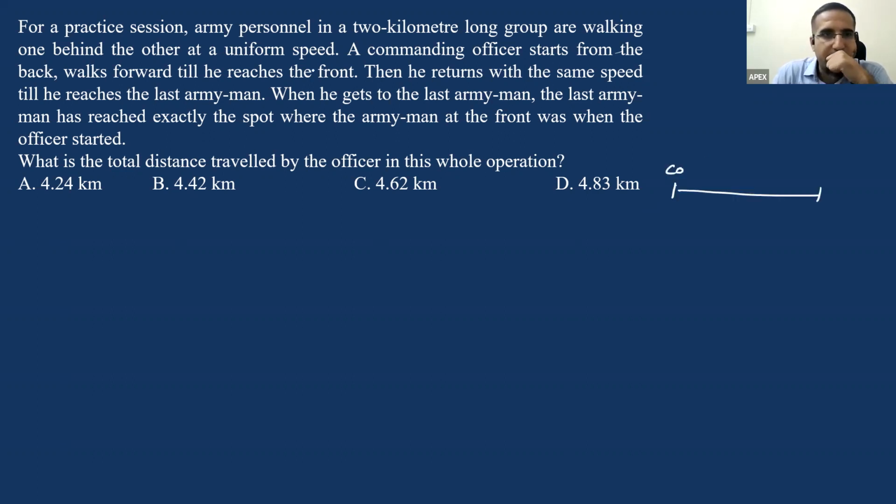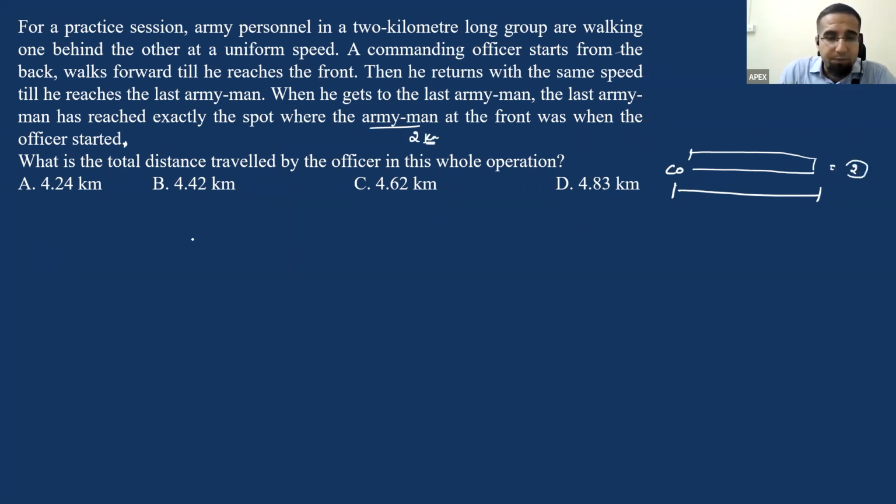So the commanding officer starts from the back and walks till the front. That means he is walking 2 kilometers plus whatever the troop is also walking. And then he returns back at the same speed and reaches the last army man again. Okay, so 2 kilometers, fair enough. So when he gets to the last army man, the last army man has reached exactly the spot where the army man at the front was when the officer started. Which means, can I say the army man at the front was at 2 kilometers? So the distance covered in this meantime by the troop is equal to 2 kilometers.